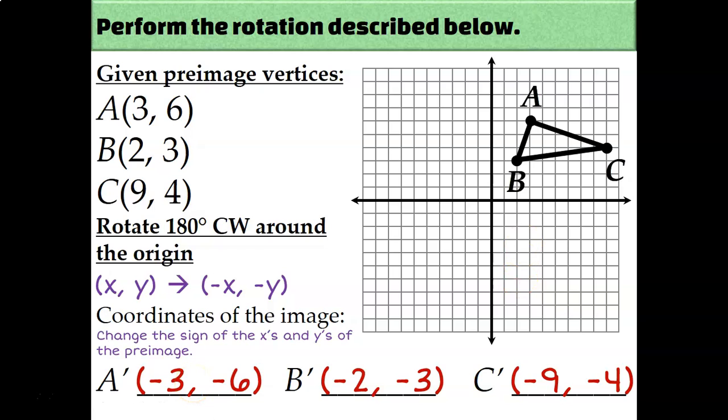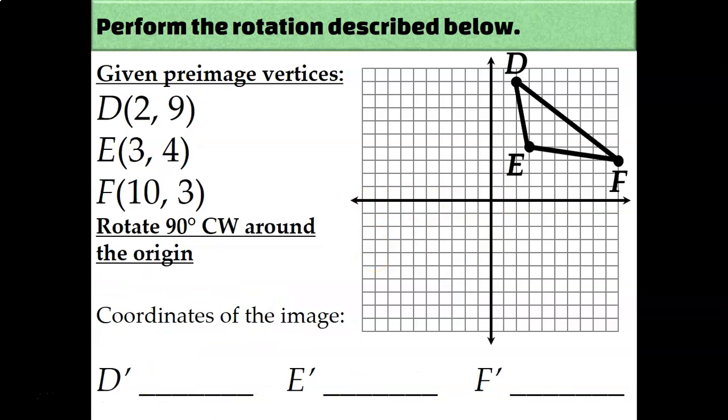Plotting these points will result in this transformation, rotating triangle ABC 180 degrees clockwise. A prime is the point (negative 3, negative 6), B prime is the point (negative 2, negative 3), and C prime is the point (negative 9, negative 4).